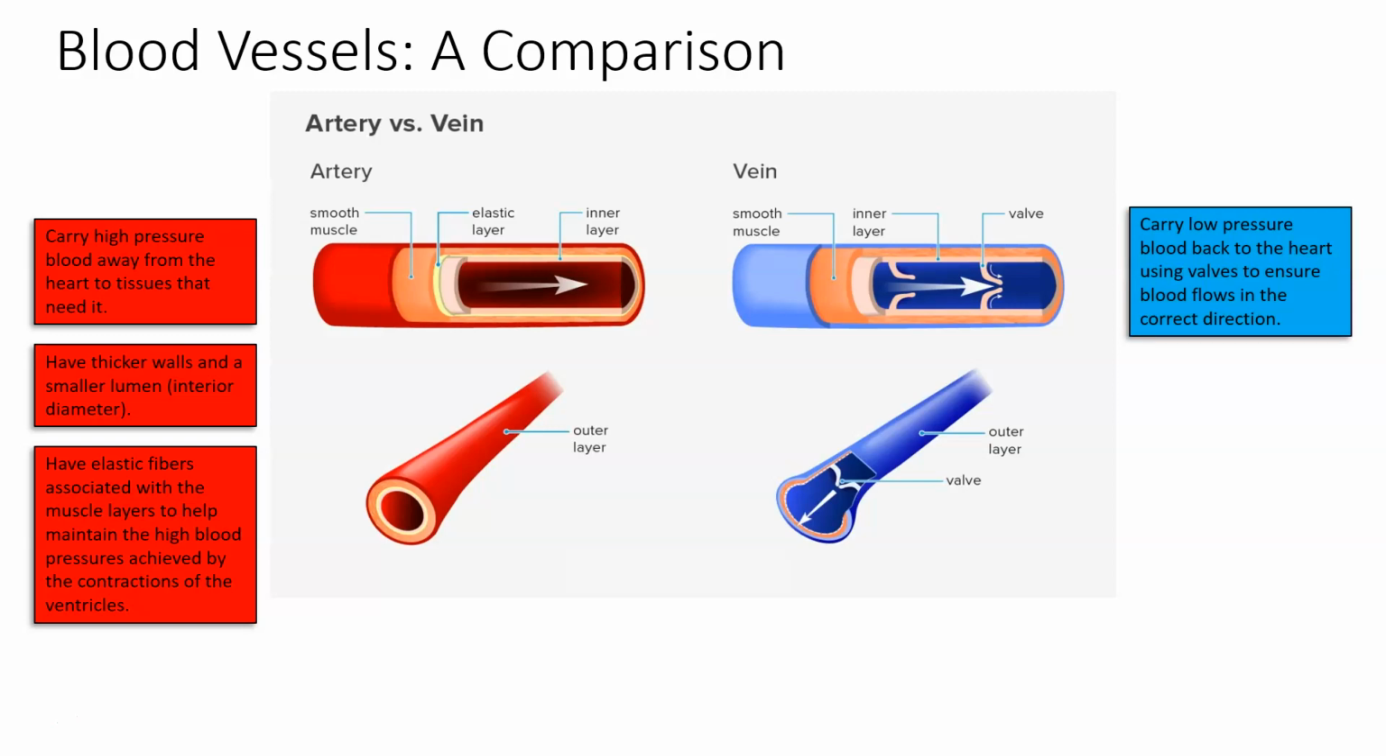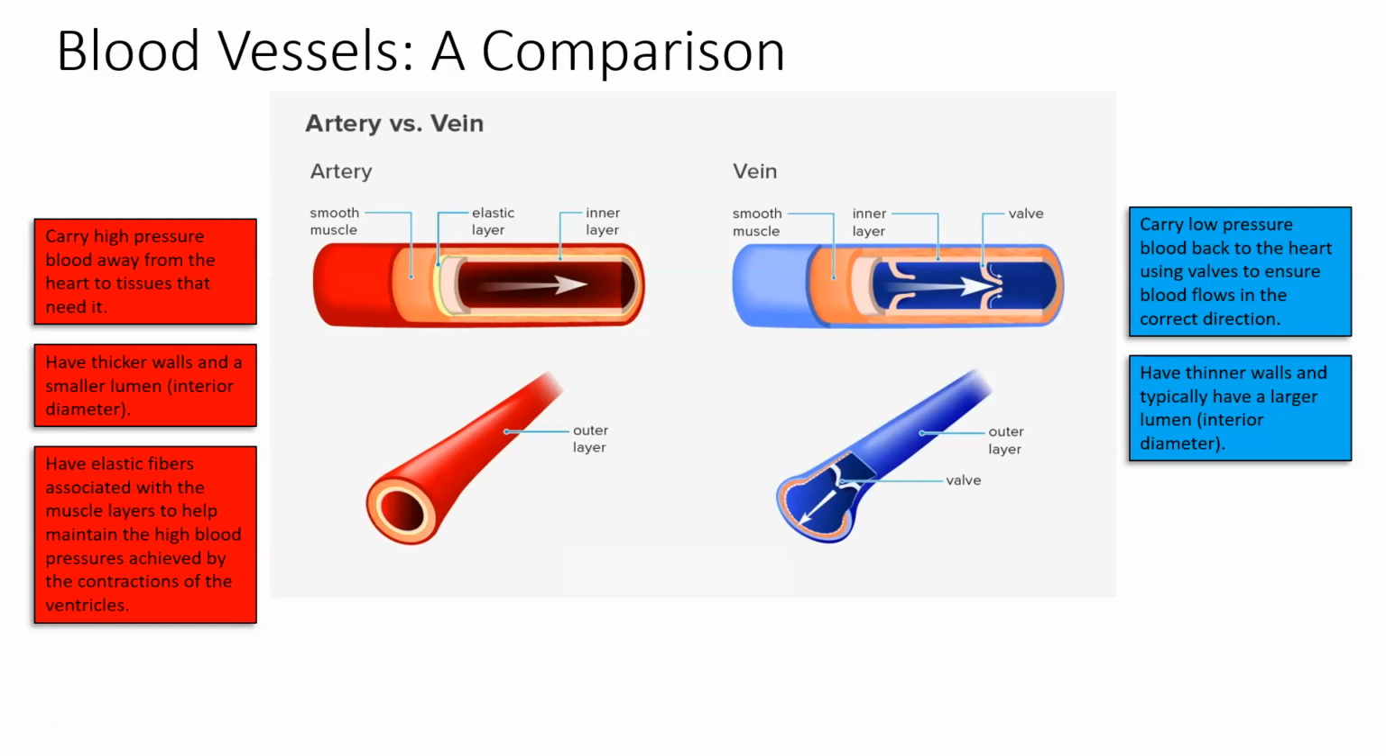Veins, on the other side, are going to be carrying low pressure blood, and they're going to be carrying that low pressure blood back to the heart. Because they are carrying low pressure blood, they have thinner walls, and they don't typically have the elastic fibers associated with the vessel because of the fact that they're carrying low pressured blood.